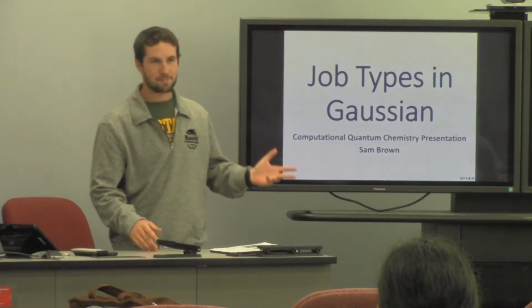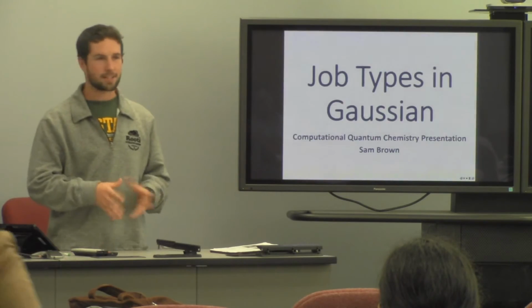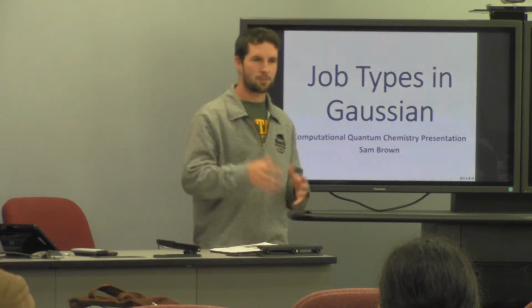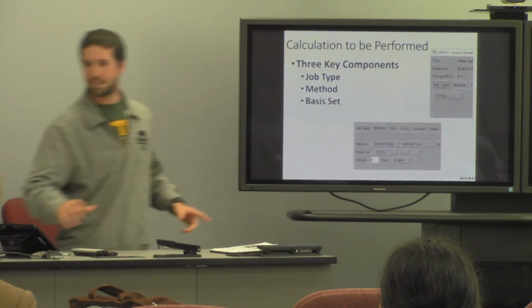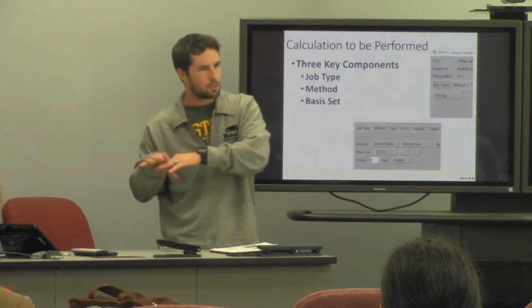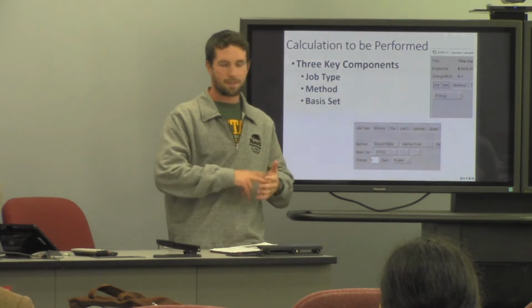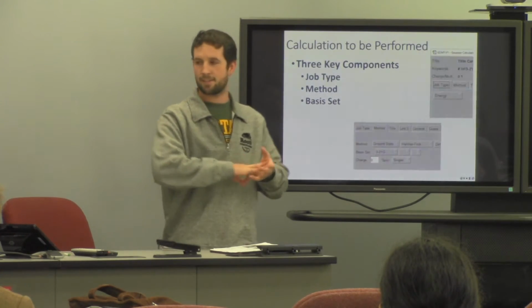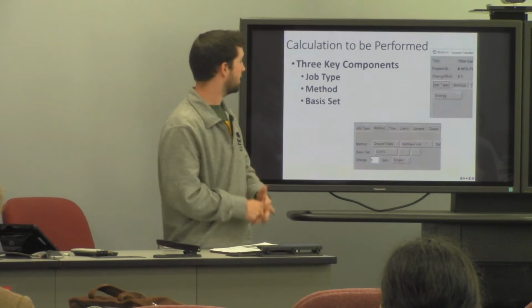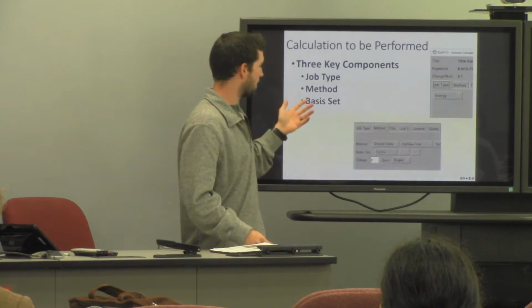My name is Sam Brown, and I'll be going over practical aspects of doing some jobs in Gaussian. My presentation will go over what the past two presentations talked about with methods and then basis sets. But to perform any calculation, there are three main components that need to be done. So you have the job type, the method, and the basis.